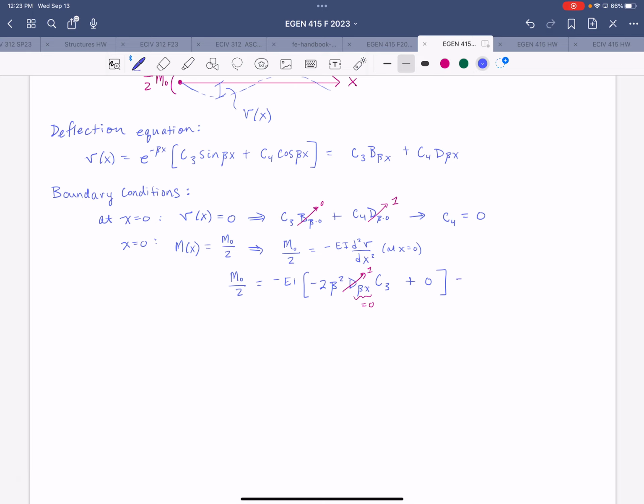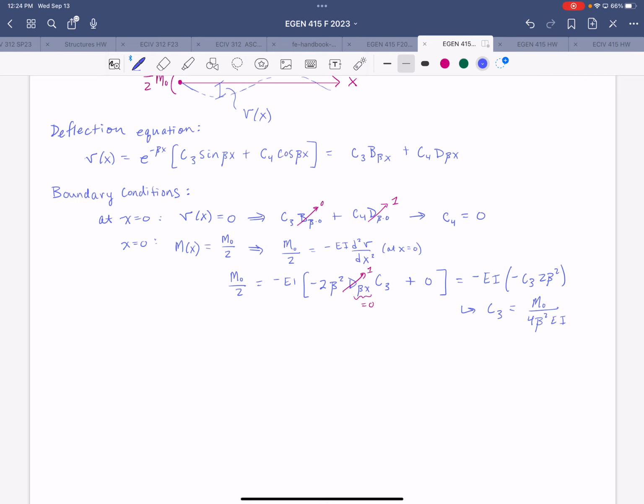So that means M naught over 2 is equal to negative EI times negative C3 times 2 beta squared, which gives us constant C3 is equal to M naught over 4 beta squared EI.